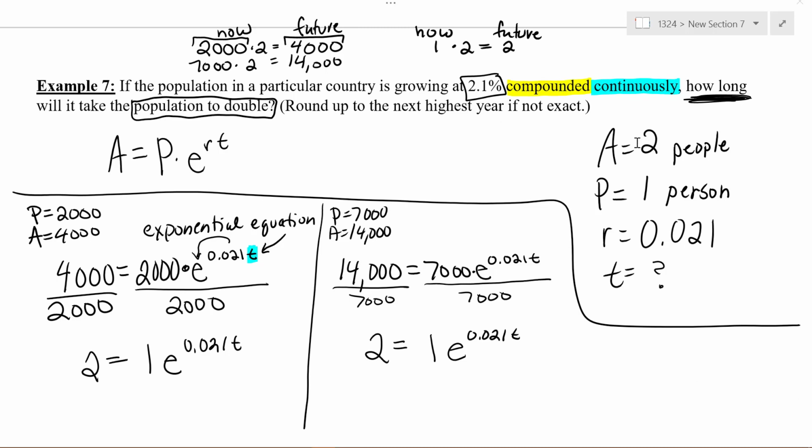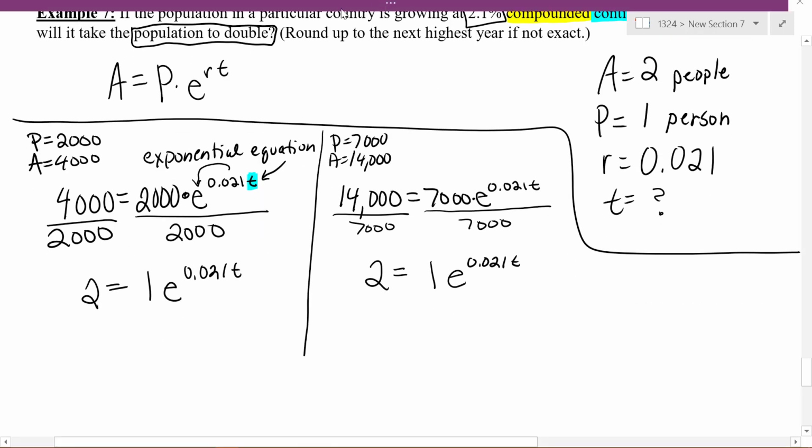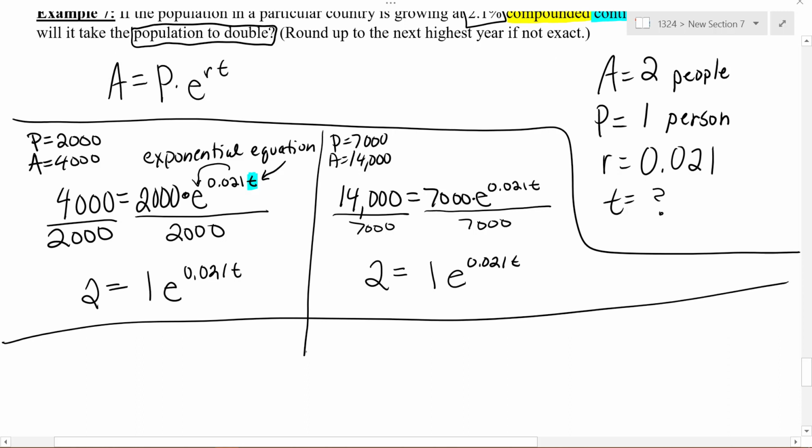Now, what if we had just used an A value of 2 and a P value of 1? What if we had just used that from the beginning? What would that have looked like? So I'm going to write that down here. P value of 1 and an A value of 2. Plug that into our formula. We get 2 is equal to 1 times e to the r times t power.